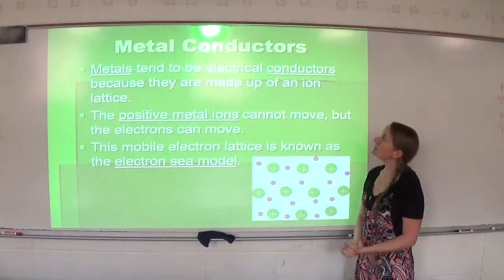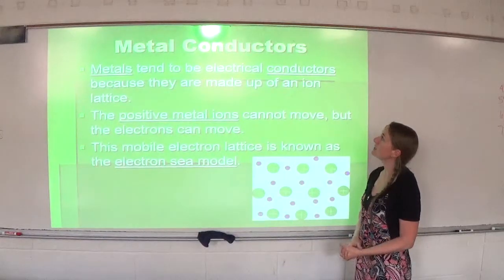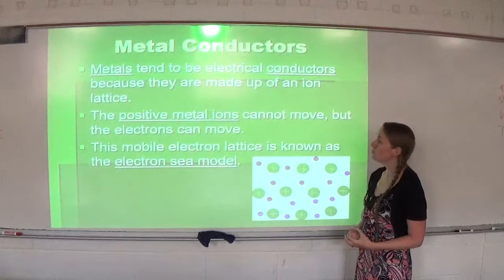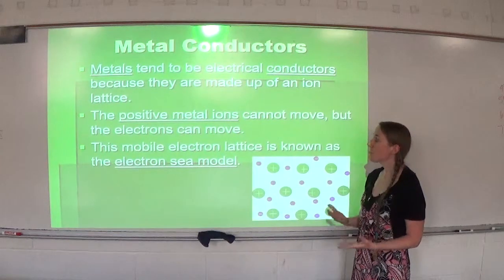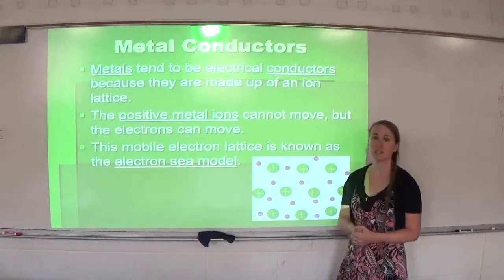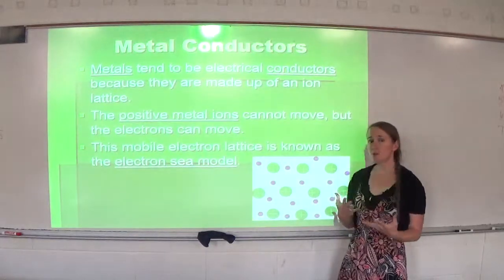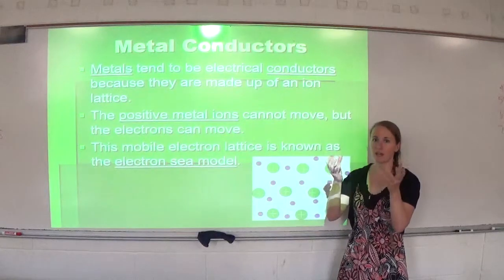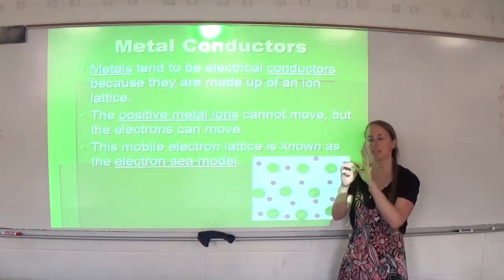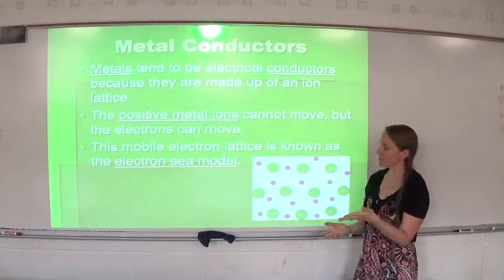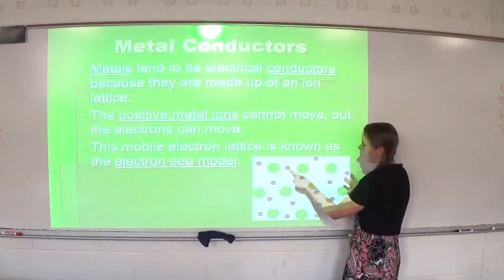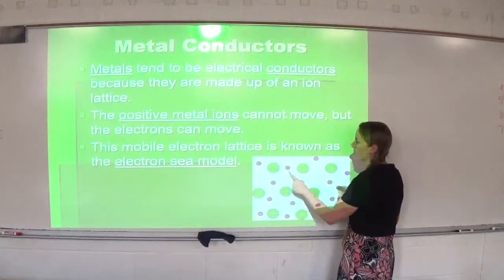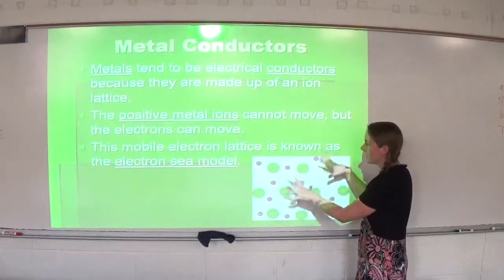Metals tend to be electrical conductors because they are made up of an ion lattice. The positive metal ions cannot move, but the electrons can move. This mobile electron lattice is known as the electron sea model. In normal compounds or substances, each atom or ion is attracted to one another, but the electrons remain with that one nucleus. When we're talking about a metal, you have your positive metal ions, and the electrons can just travel around whichever ion they want. In other words, the electrons are able to move.